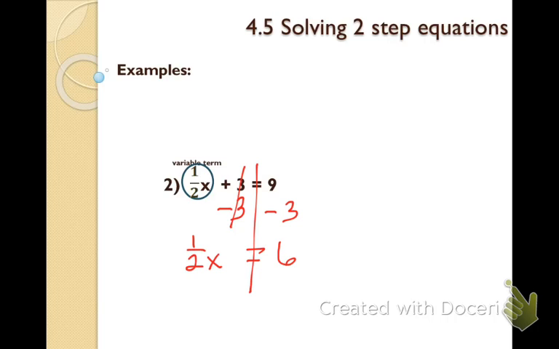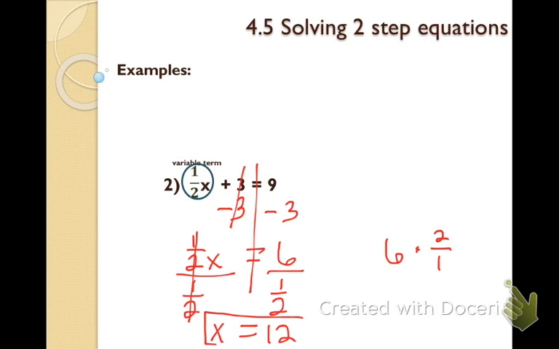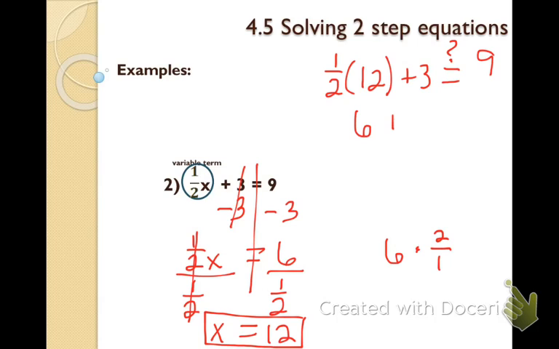Now the third step, I need to isolate the variable. Well, divide by half. Half divided by half is 1x, and 6 divided by half is the same as 6 times 2 over 1, or 12. So x equals 12. I'm going to double check it. 1/2 times 12 plus 3, is that equal to 9? Well, 1/2 times 12 is 6, plus 3, is that equal to 9? Of course it is. We know we're correct.